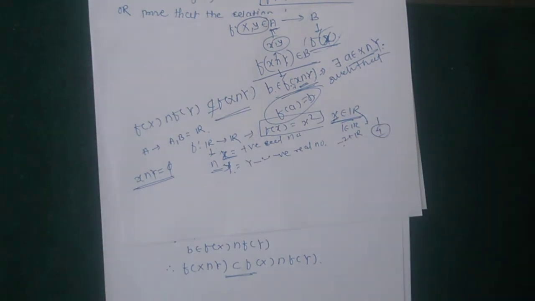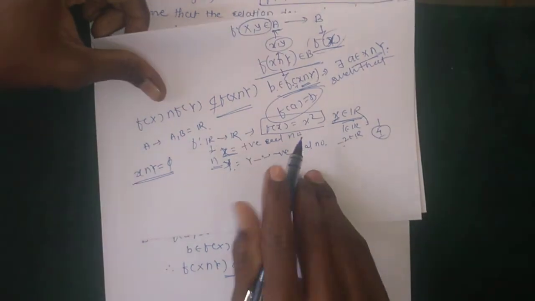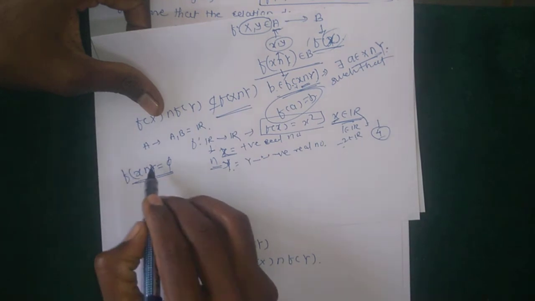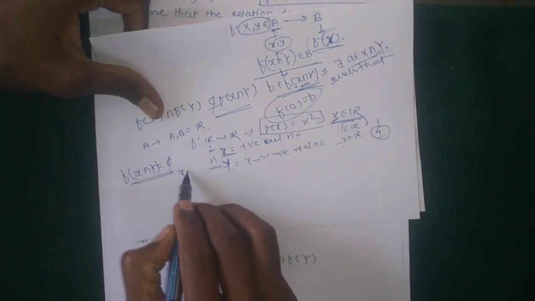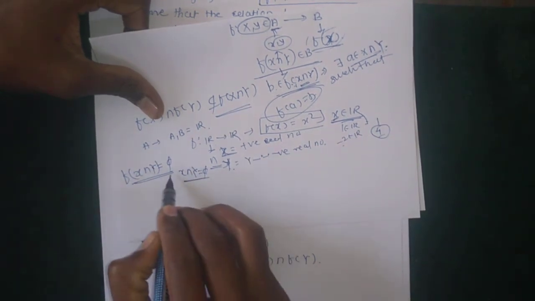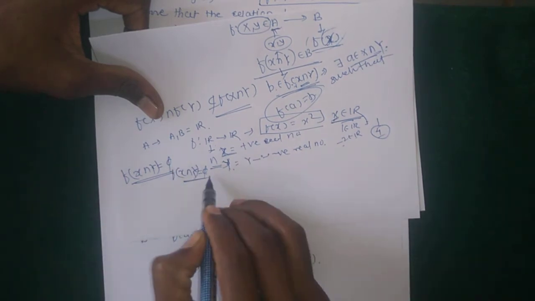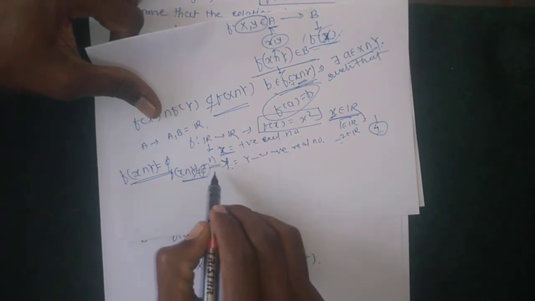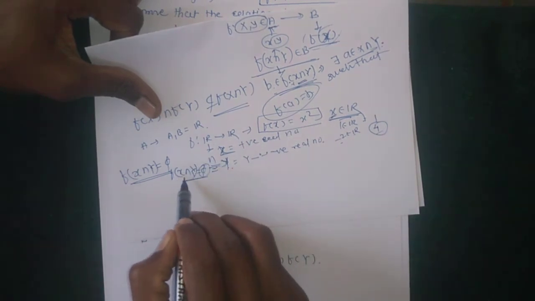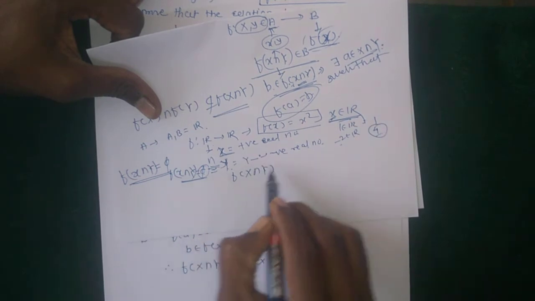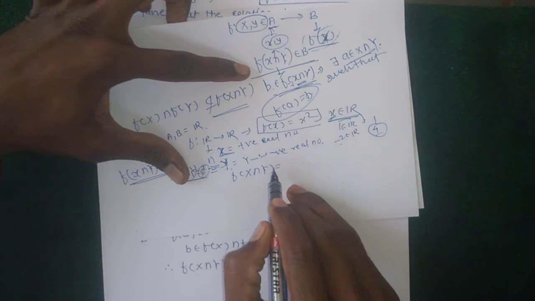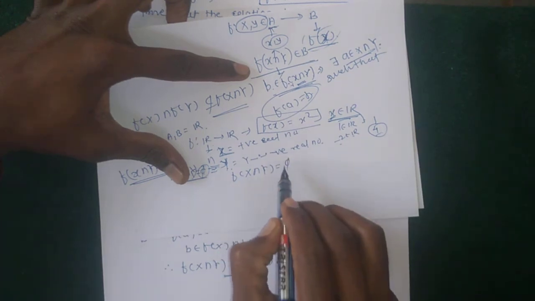In a similar way, f of x intersection y, which is the empty set, has an image that is also empty. The image of the empty set is the empty set. Therefore f of x intersection y is equal to the empty set.